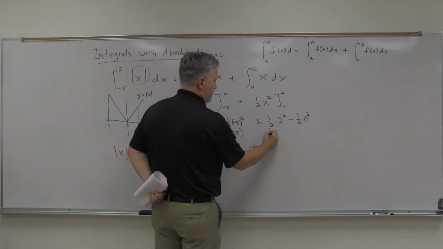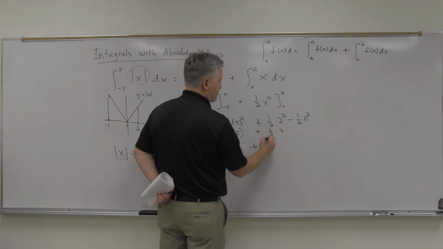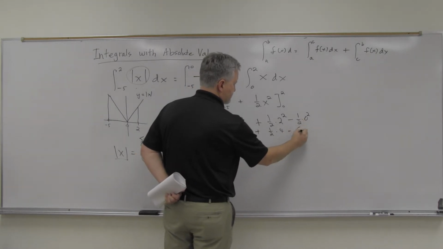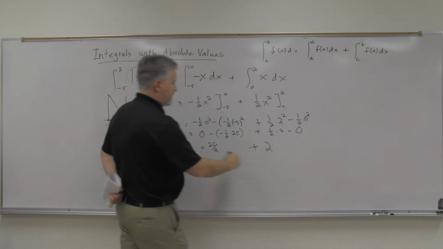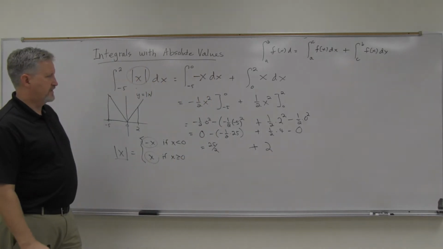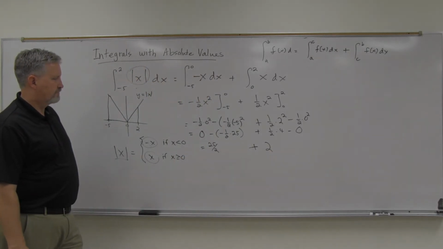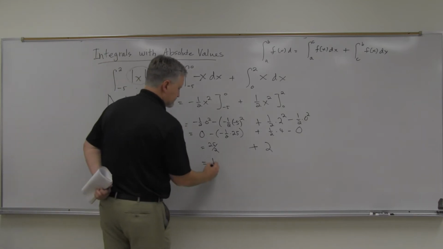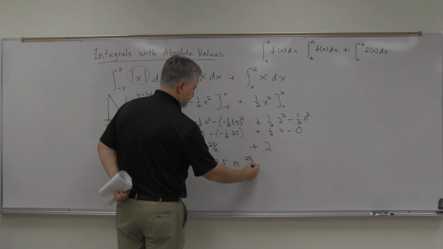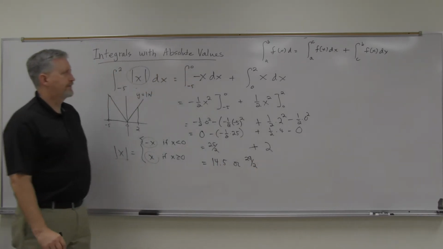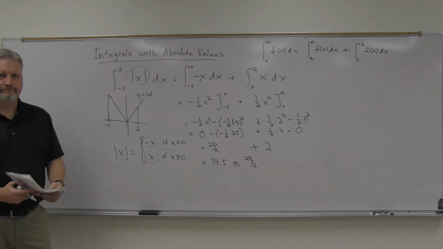Over here, we'll have 1/2 times 4 minus 0. So half of 4 is 2. So we got 25 halves plus 2, that is 14.5. With me there? Is that okay?